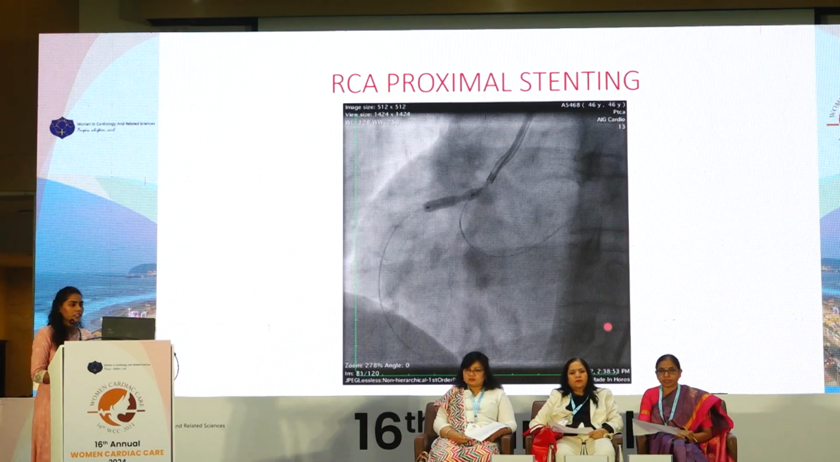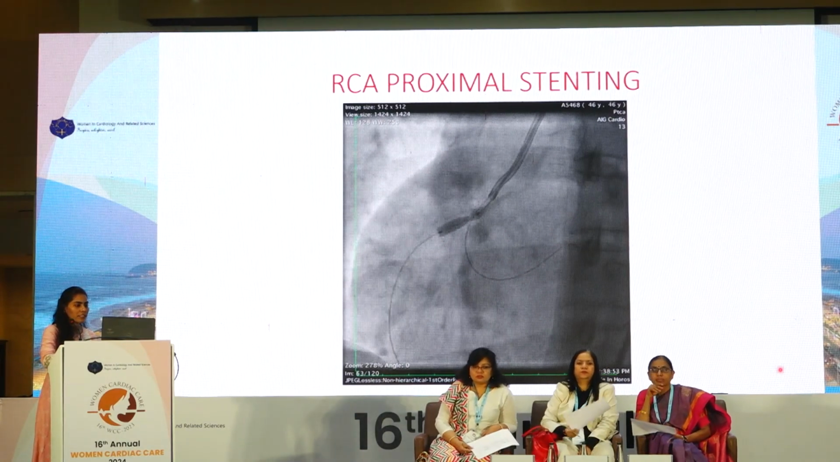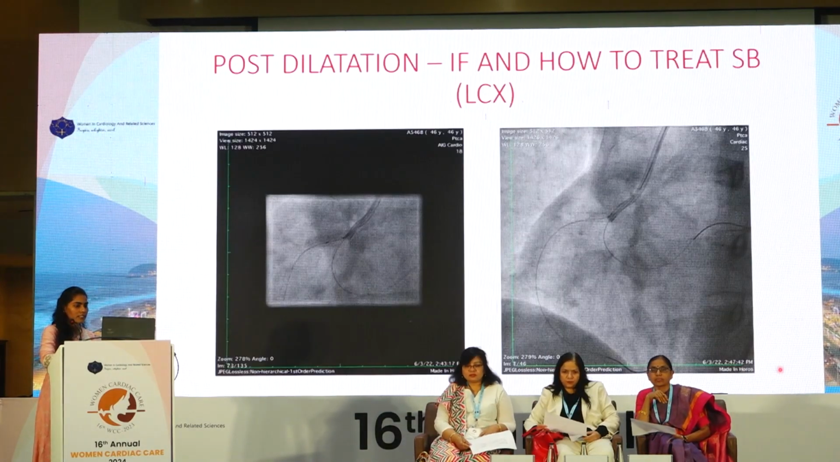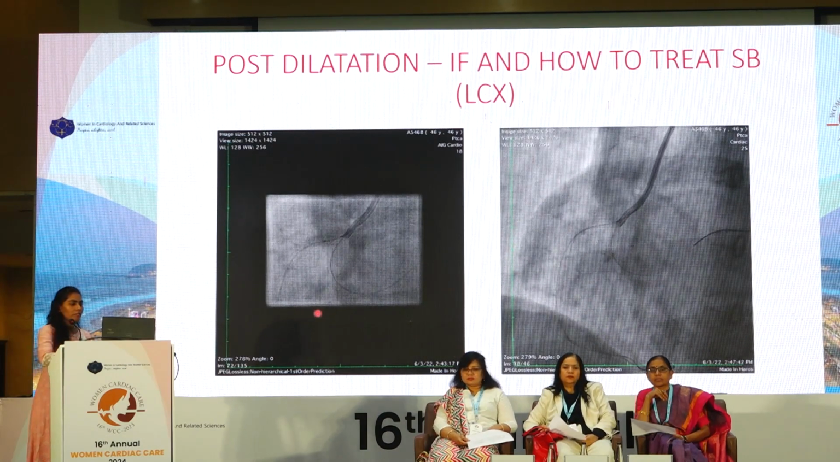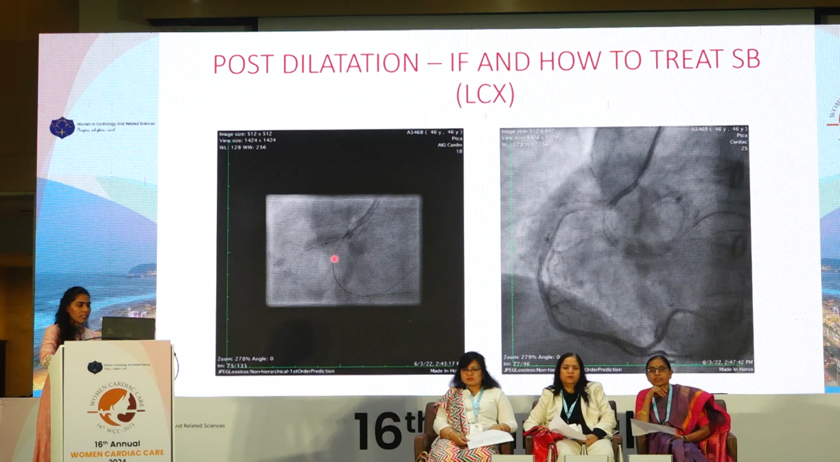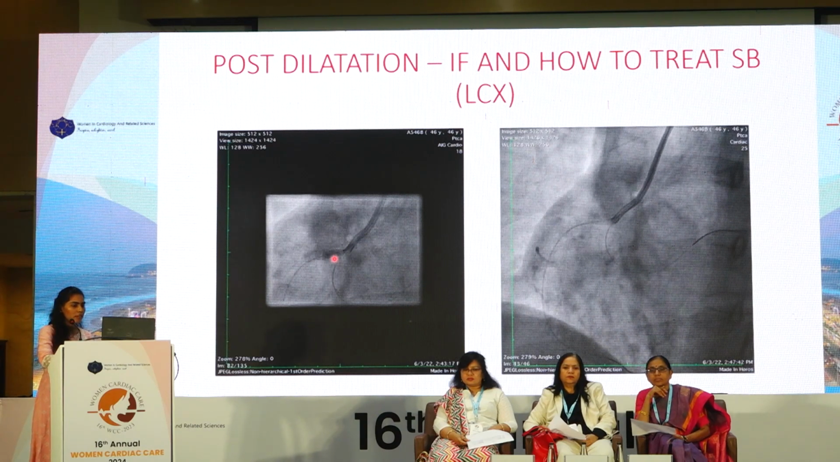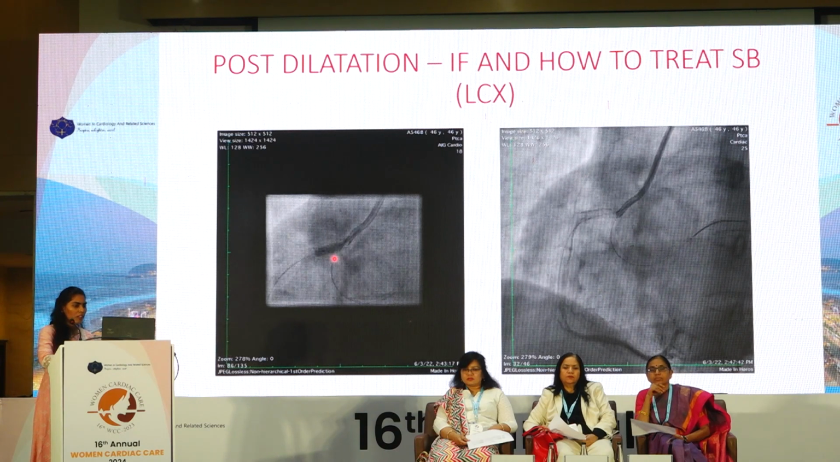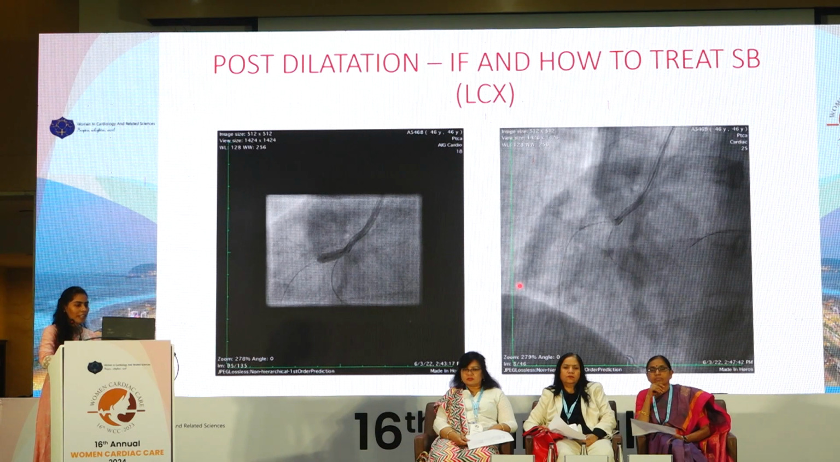RCA was stented with a 3 into 18 mm stent while keeping a separate wire in the LCX. Then we post-dilated the RCA with a 3.5 into 8 mm balloon. And once the stent was expanded, our next focus shifted to the LCX, which has a tight lesion.